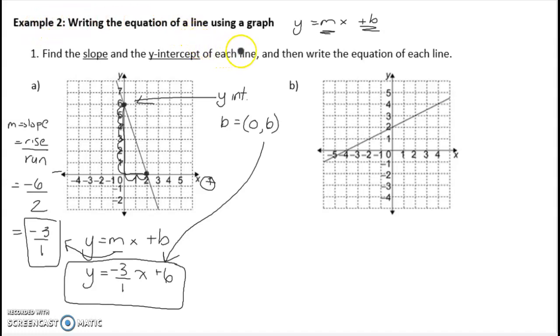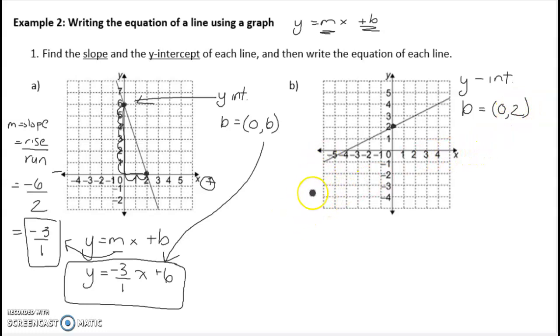So let's do the second one. I always like doing my y-intercept first. So this one, the y-intercept's happening at positive 2. The y-intercept is represented by the letter b. And so we know at this point x is 0 because it's not positive 1 or negative 1. So x is 0 and y is positive 2.